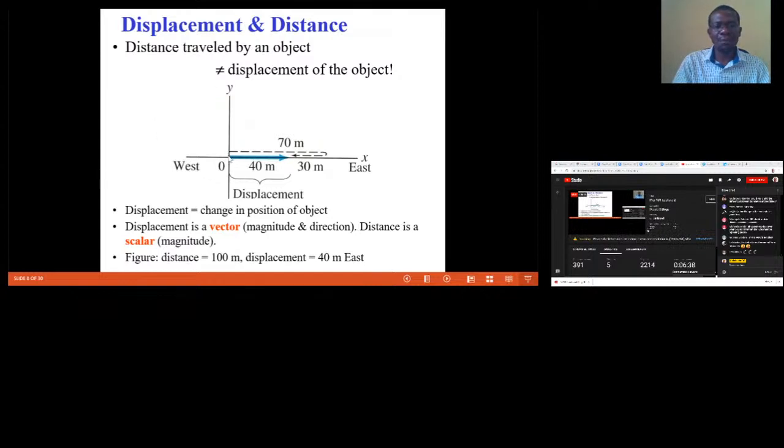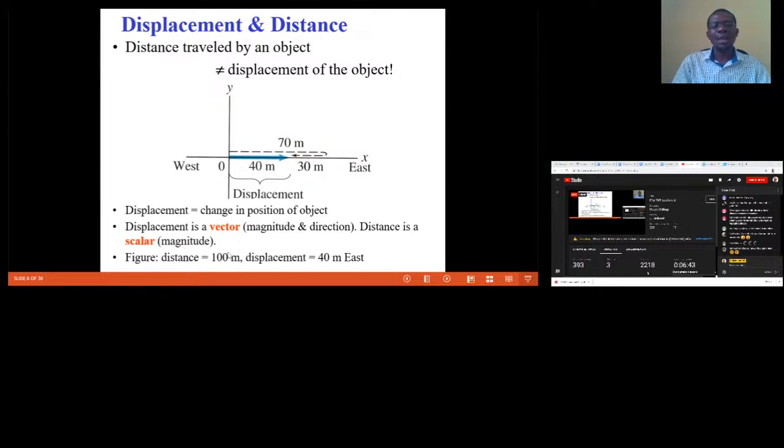So let us give an example. If you have a person starting from the origin and moving 70 meters to the right and then moves 30 meters again to the left. What is the total distance that has been covered? We say that distance is the length of the path. It means that the total distance will be 70 plus 30, which gives you 100. So the distance is 100.